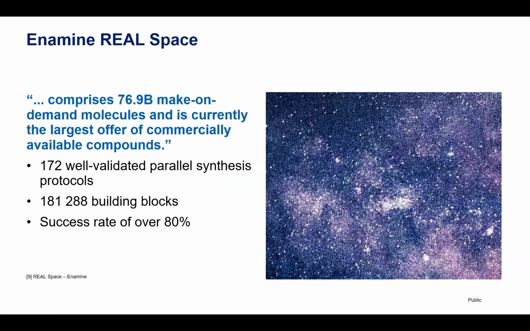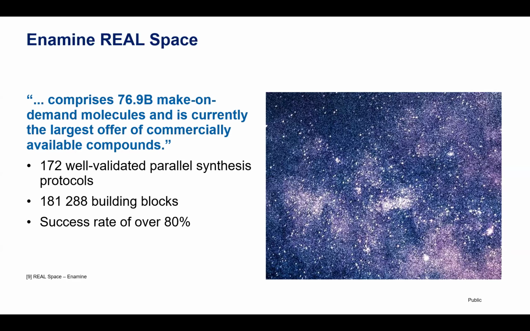So we want to do this in make-on-demand spaces, and we're doing this in the most prominent one of them, the Enamine REAL space, which we've heard Anna introduce yesterday. My numbers show that it's 76.9 billion at the moment. This is a slide I have to update every time I present it.